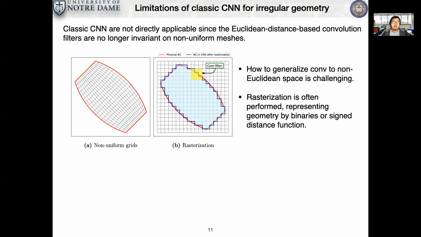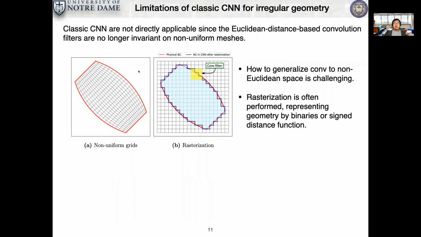Although we know new convolution filters can be defined for a given non-Euclidean space, like a lot of people are developing graph neural networks in geometric deep learning, how to generalize them across different domains and different topologies, and how to construct the different operators for the physics-based loss function, are still very challenging.